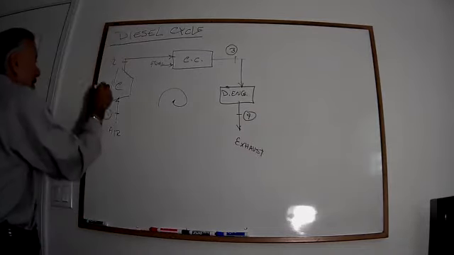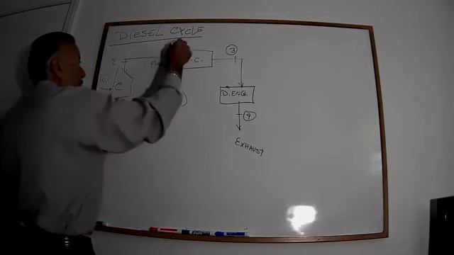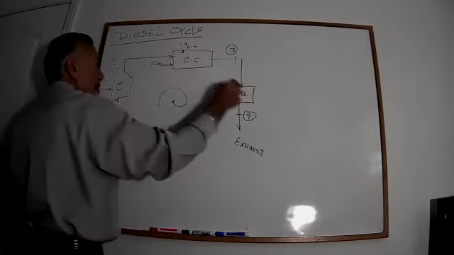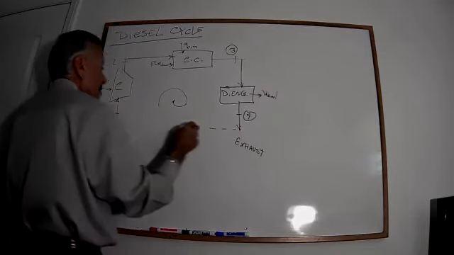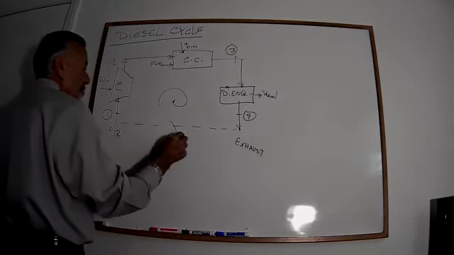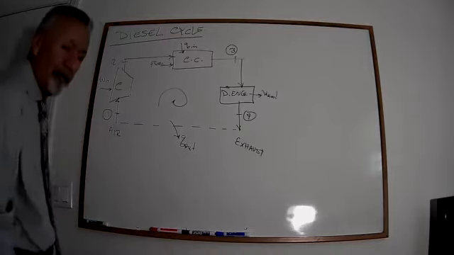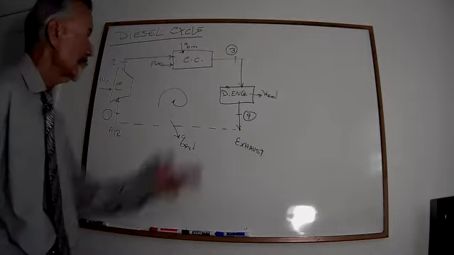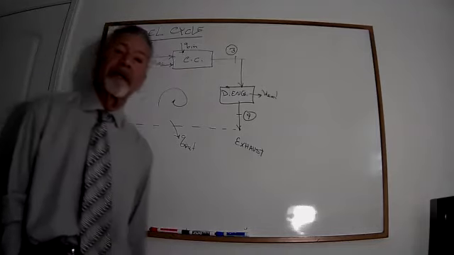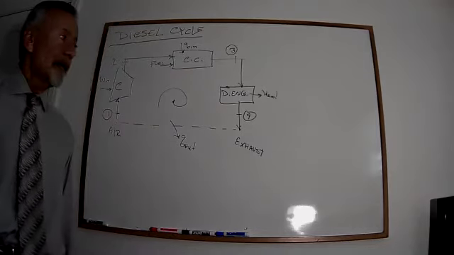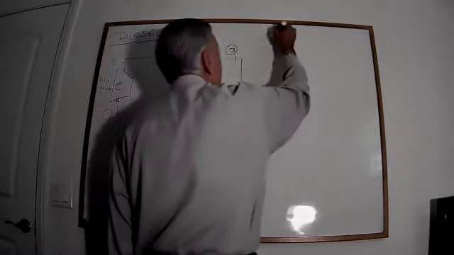Once again, this is work in, Q in, work out, and this part is our Q out. You saw this in the Carnot cycle, Otto cycle, diesel cycle. The equipment arrangement remains the same. What changes? The process. Let's see the process.